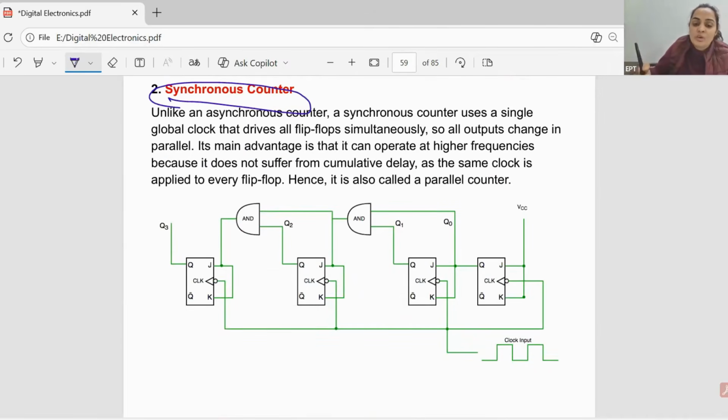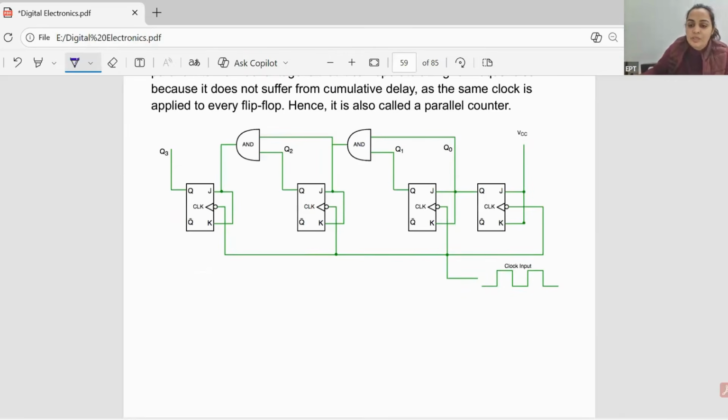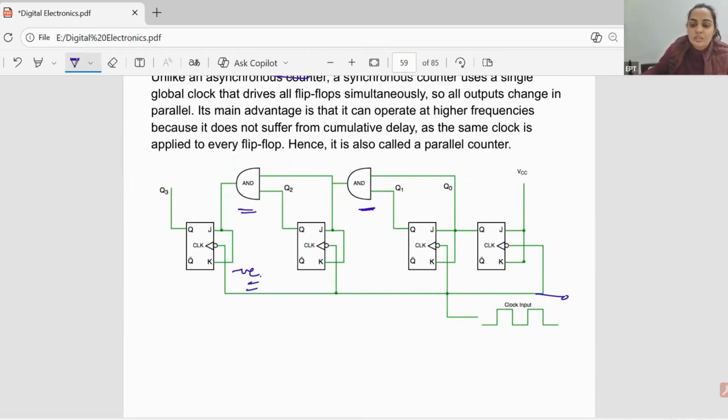If a separate clock signal is given to all the flip-flops, you can see the output of all the flip-flops will change at the same time. Right, here you can see an example. This clock signal is given to all the flip-flops like this. It is a negative edge triggered flip-flop. And now this is a counter, right? This is the LSB and this is the MSB.